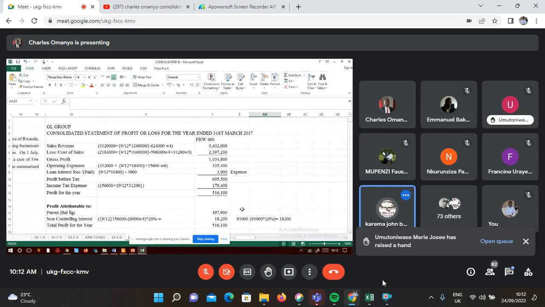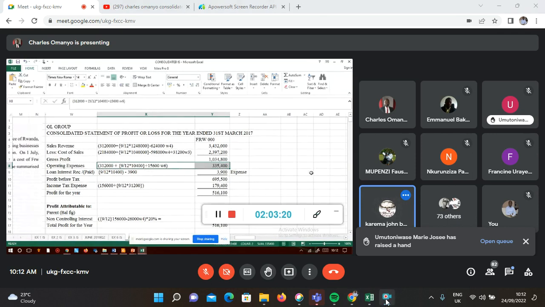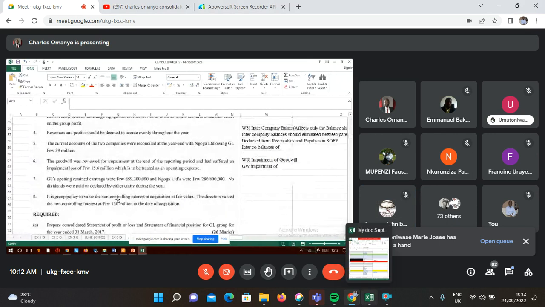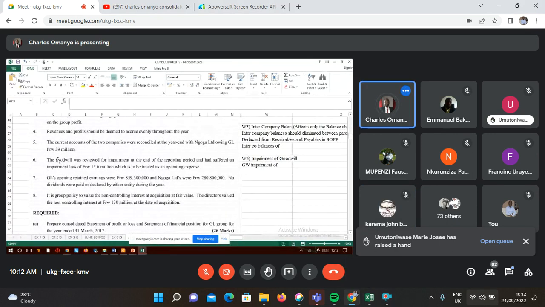Operating expense. We get 15,600. Here. The goodwill was reviewed for impairment at the end of the reporting period and has suffered an impairment of 15,600, which is to be treated as an operating expense. Okay, thank you so much.